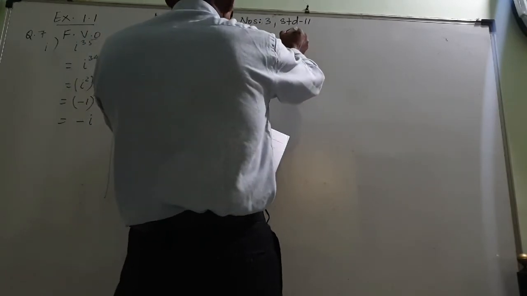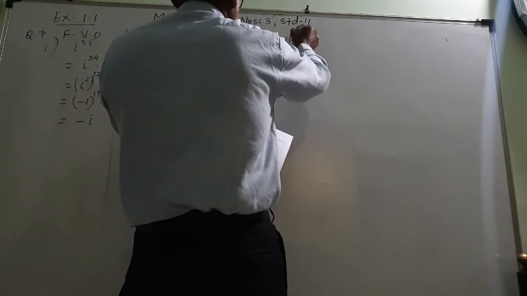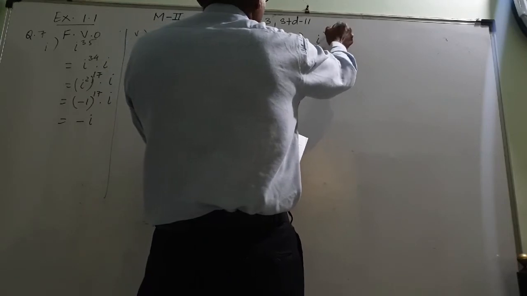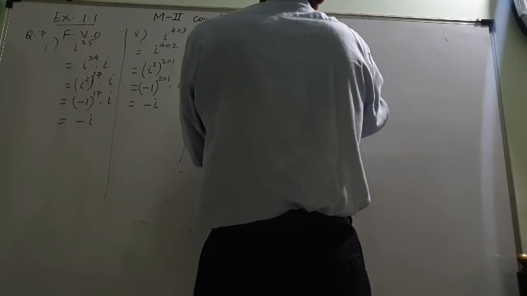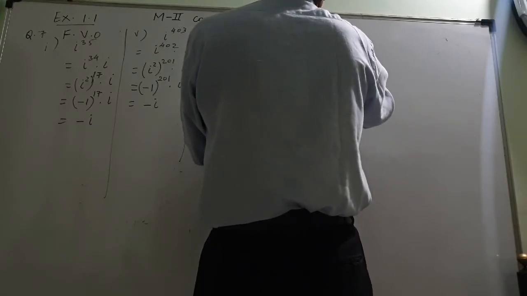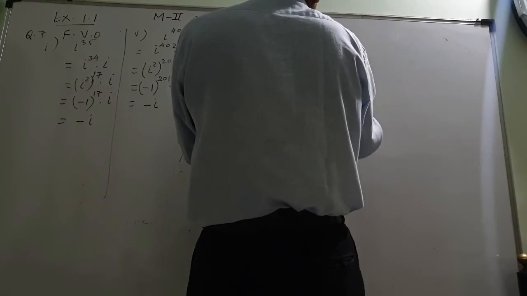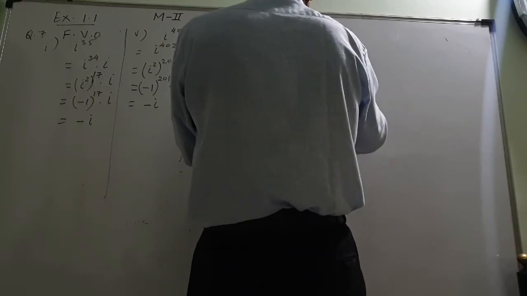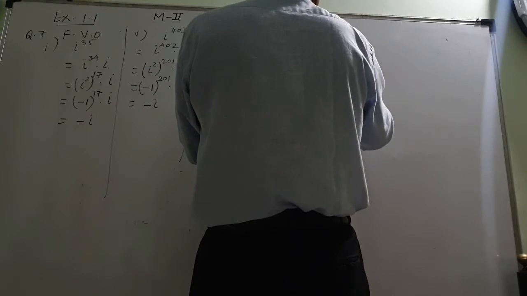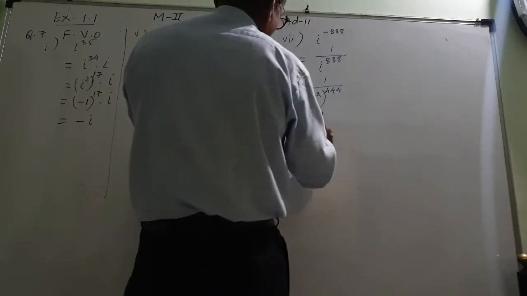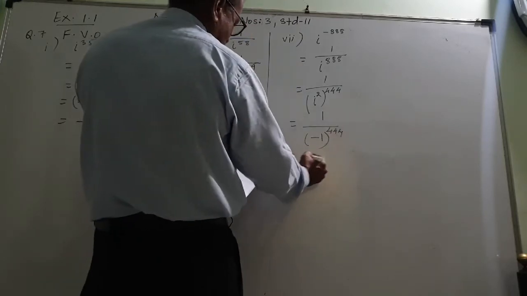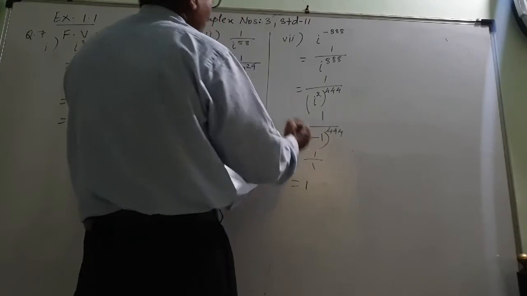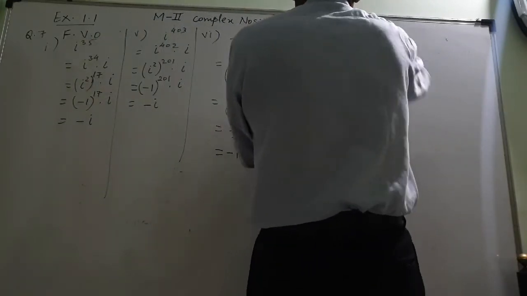So the next one is i raised to minus 888. First of all, I will convert into positive. 1 upon i raised to 888. That is equal to 1 upon i raised to, first of all, 2 I will write, 2 4s are 8, 444. That is equal to 1 upon minus 1 raised to 444. Even power. So that will be 1 upon 1 and the answer will be 1.